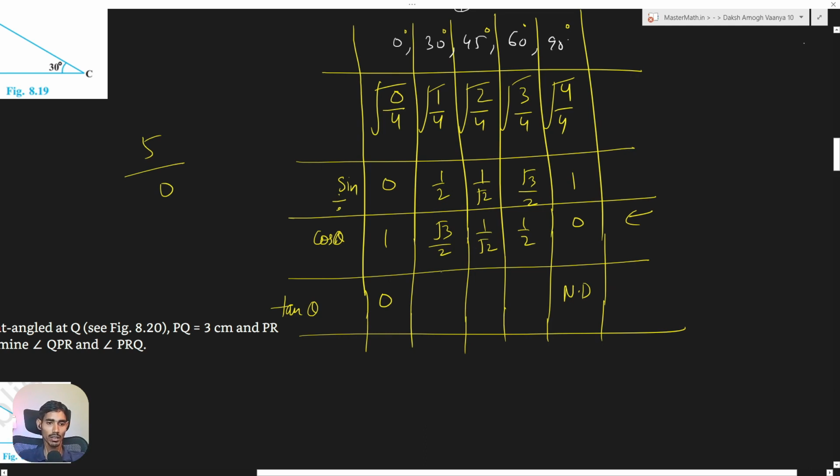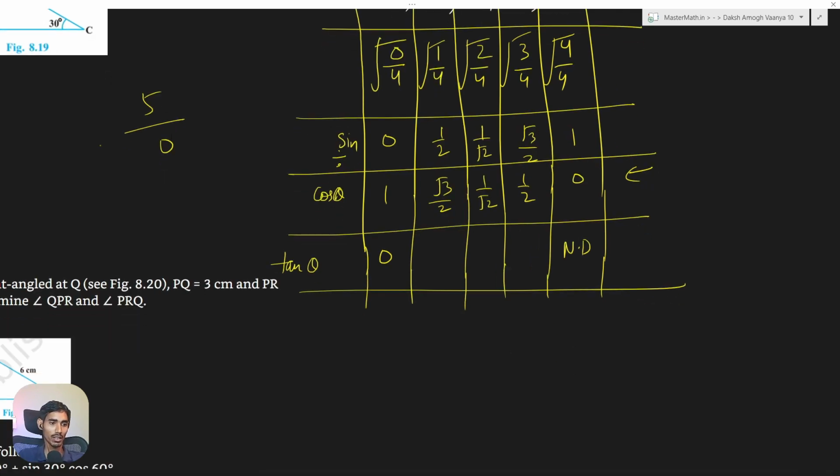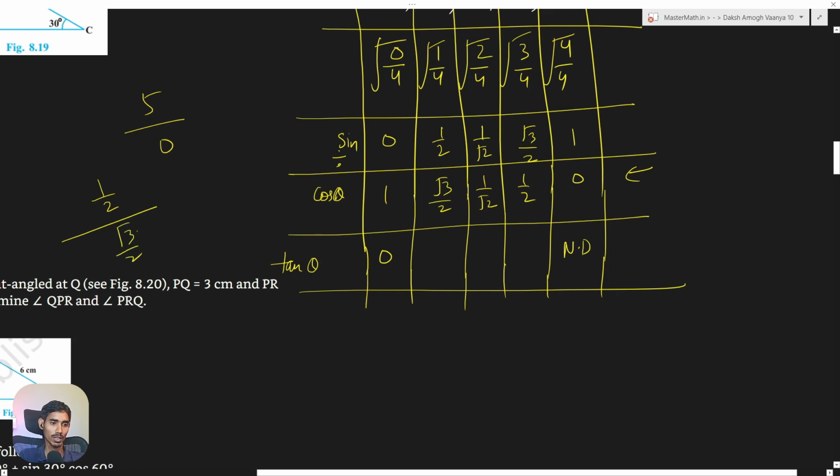So 0, and now you can divide it individually. For those who are having difficulty with this, I can do it in 2 parts. So 1 by 2 divided by root 3 by 2, this flips and goes into multiplication, 2 by root 3. So 2 gets chopped off, 1 by root 3. 1 by root 2 divided by 1 by root 2 is 1. Root 3 by 2 divided by 1 by 2 is just root 3 because the 2s cancel. Is that okay?